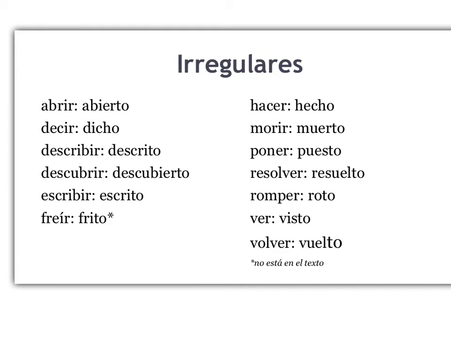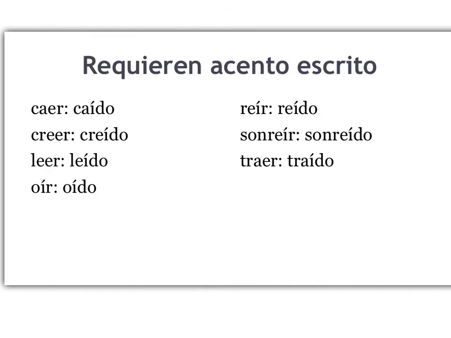Bien, another aspect of past participles to be aware of, there are a few that require a written accent mark, and I have those here for you. Caído, creído, leído, oído, reído, sonreído, and traído. Again, make sure you know the meanings of all of these infinitives. And remember the fact that they all require a written accent. And you can see what they all have in common. It's where two vowels come together, and the weaker one needs to be accented, so the I gets the accent in that case.